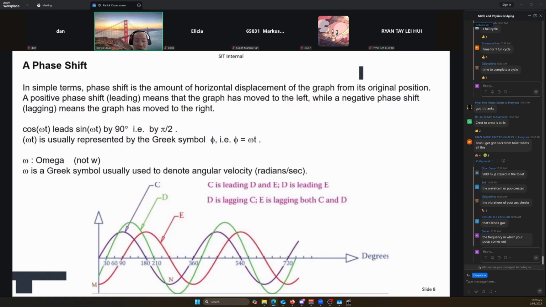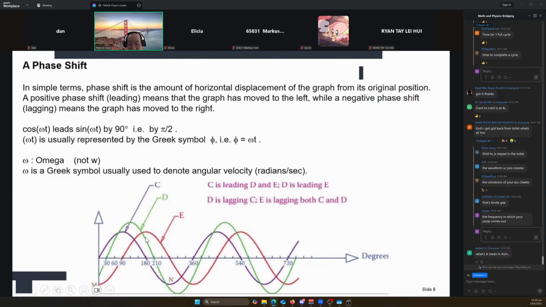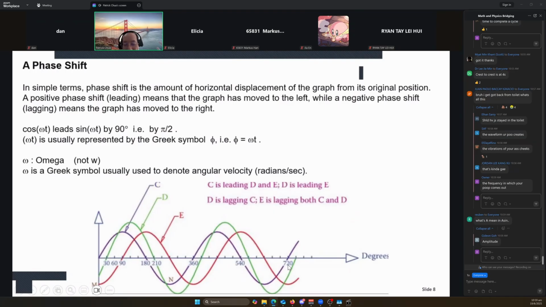Phase shift. Here we have 3 different waveforms: the blue or purple one is waveform C, the green waveform is D, and the red waveform is E. They are different, sinusoidal, with different amplitudes. Here the horizontal axis is plotted in degrees, but degrees can be converted to radians easily. Usually people use radians, but on this graph they use degrees, which is okay.